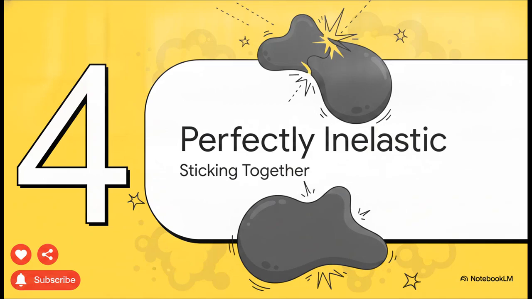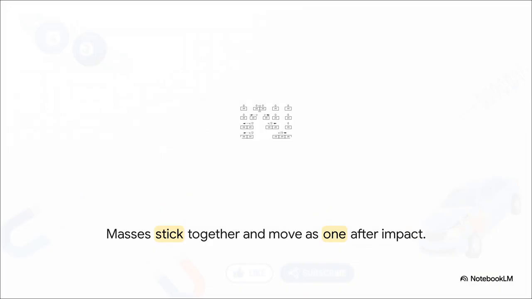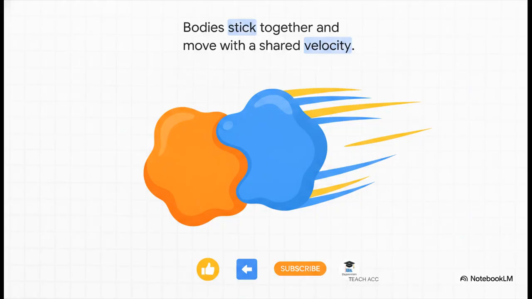Now for the extreme case. Section 4, perfectly inelastic collisions, where things are sticking together. And this setup brilliantly illustrates the concept. In a perfectly inelastic collision, the bodies have absolutely zero tendency to regain their shape. Think back to that lump of sticky putty we talked about at the start. They hit, they deform, and they simply merge into one. Right after the impact, the two bodies just stick together and move forward as a single combined mass, with a common, shared velocity.